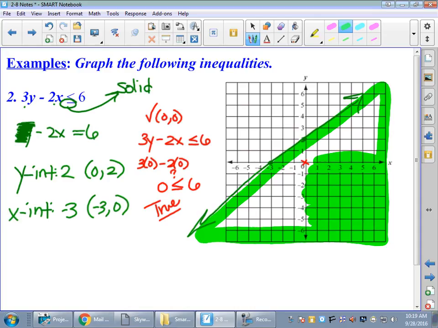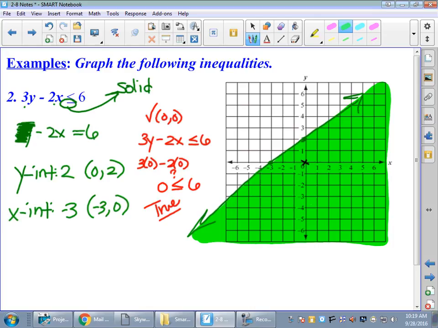And when I shade, I'm shading because I can't name all these ordered pairs. There's so many ordered pairs: nice numbers, rational numbers, irrational numbers, and we don't skip any. So it's my way mathematically to say, if you find an ordered pair in that green region, it's a solution.